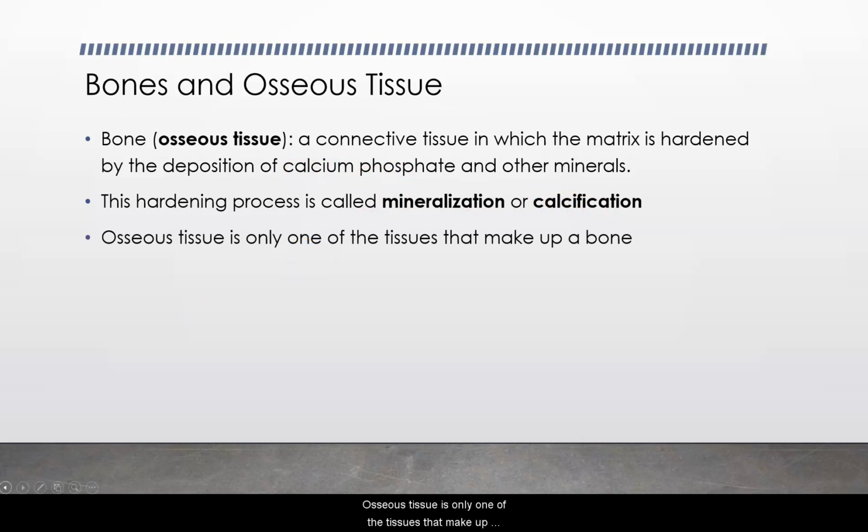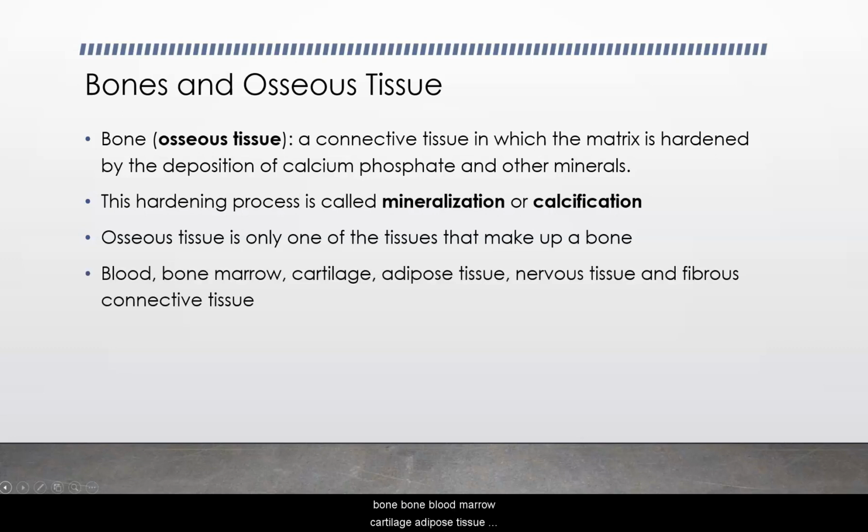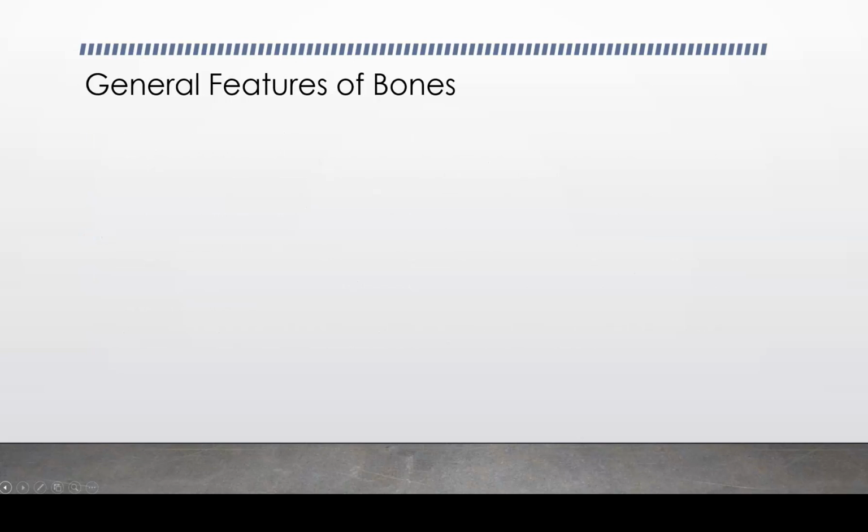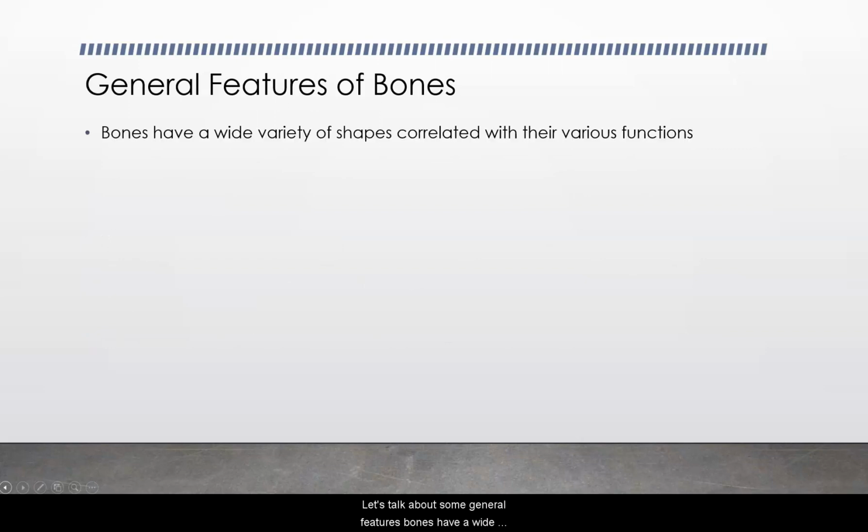Osseous tissue is only one of the tissues that make up bone. Bone, blood marrow, cartilage, adipose tissue, nervous tissue, and fibrous connective tissue make it up. The word bone can denote all of those tissues, I should say, or just the osseous tissue itself. Let's talk about some general features.